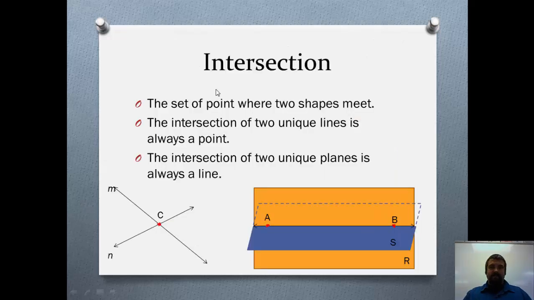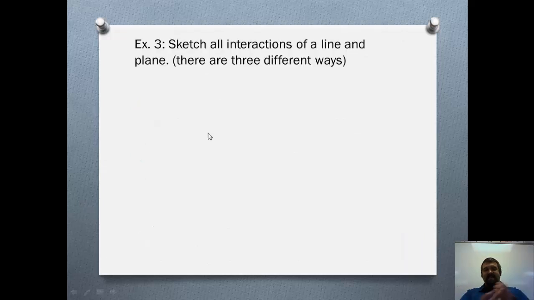Now that we've talked about the different shapes, what about something called an intersection? An intersection is any time we have two shapes meeting or crossing. You can think of a road here. When we have two roads meet, that's an intersection. Two shapes crossing. So, intersection of two lines, always a point. Intersection of two planes, always a line. One dimension less.